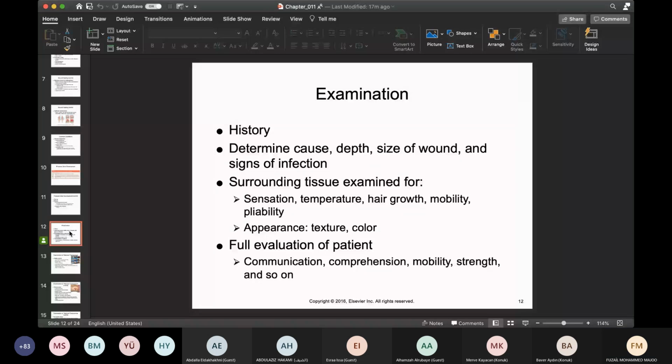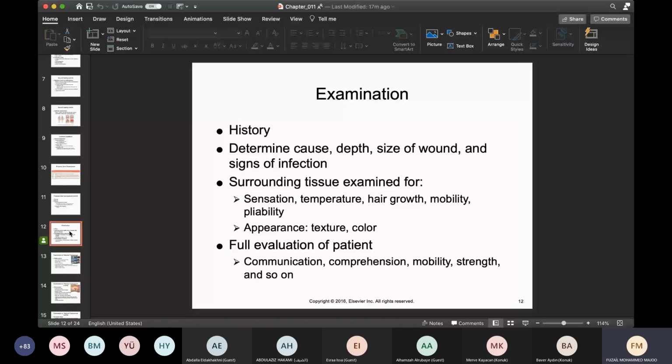How about also you want to look at pliability? What about what it looks like? Is it white? Is it blue? Is it black? What about the texture? Is it smooth? Is it rough? So you want to look at all these things on the skin.